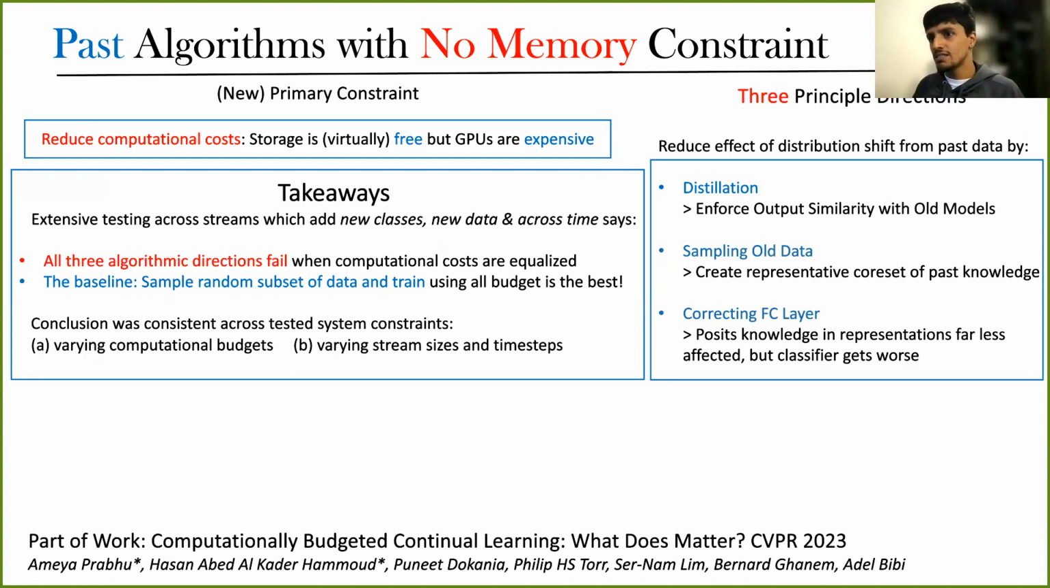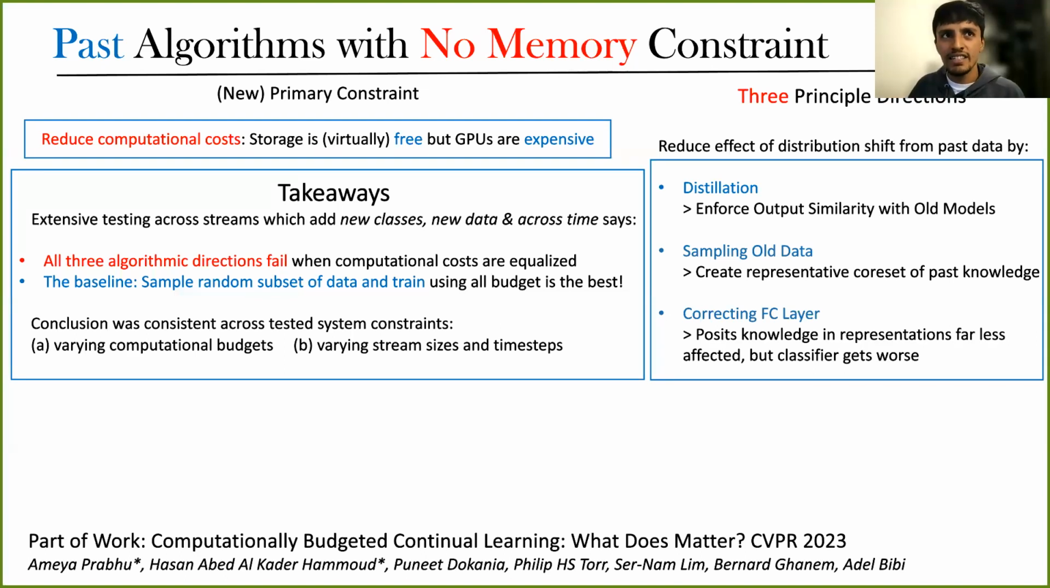These are the three principal directions. In our work, compute-based continual learning, what does matter, published at CVPR, we take this new constraint, which is that we want to reduce computational costs, and then test all of these methods across the time incremental, data incremental, and class incremental setups. And we get a very clear result. Past methods do not improve performance when computational costs are equalized. What you should do is sample random subsets of data with class balance and train on them using all your compute budget. That performs the best.